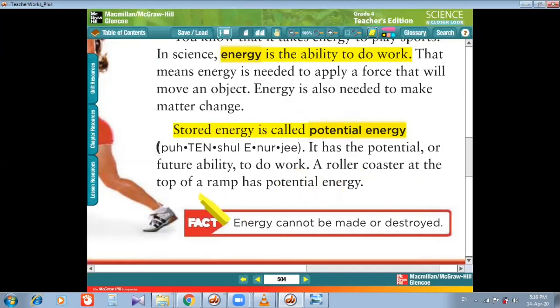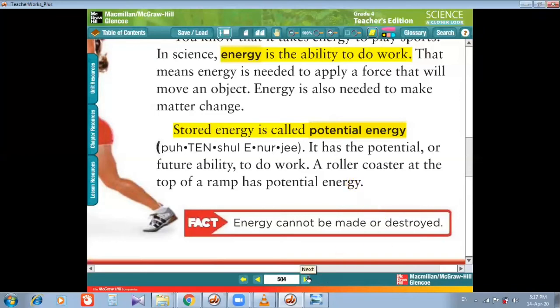A roller coaster at the top of a ramp has potential energy. For example, if the roller coaster is at the top of a ramp, it is not moving, or it is moving very slowly. Or if the roller coaster is at rest, it has not started its motion, so at that time we say that it has the energy and later on it will move. So when the roller coaster is at rest, or at the top of the ramp where it is not moving, we say it has potential energy.